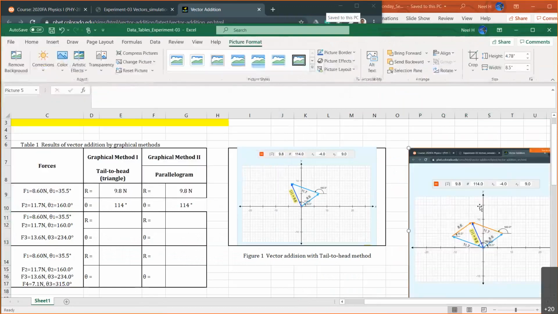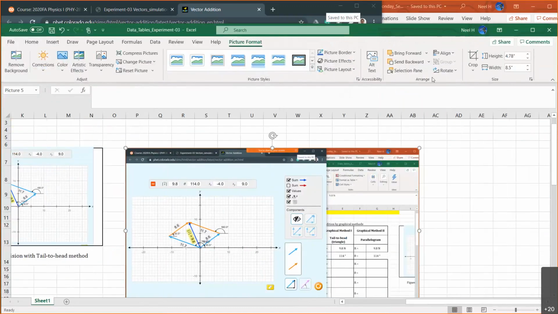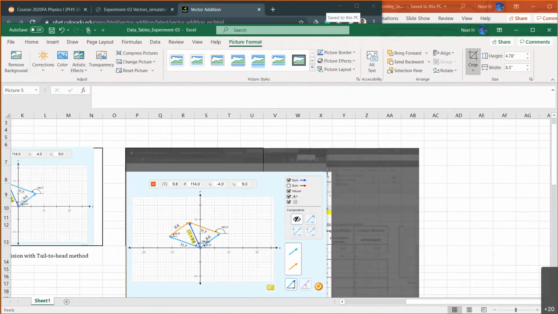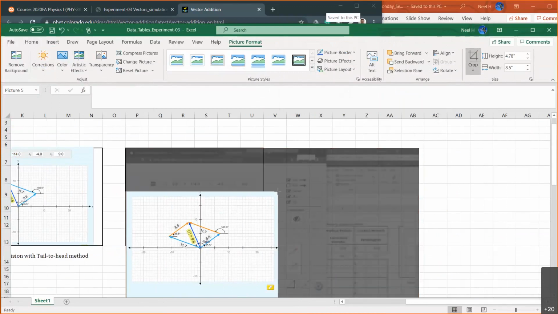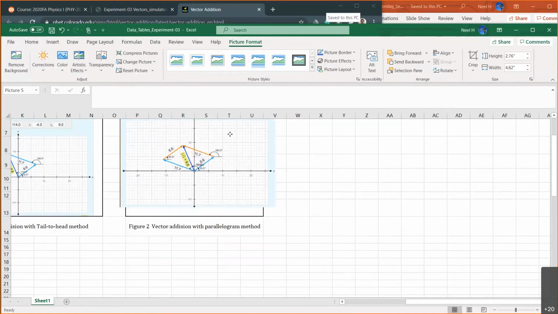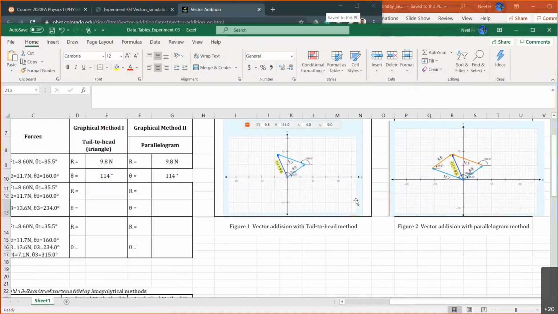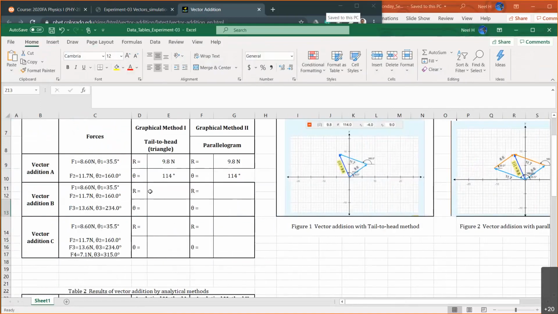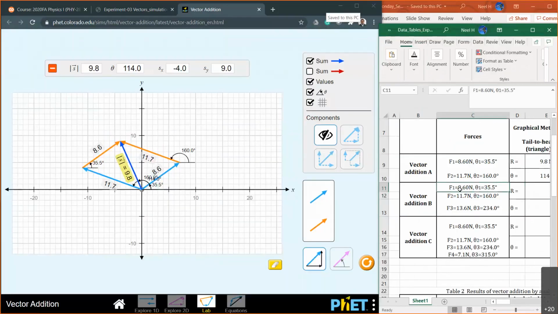Screenshot the parallelogram, and then you have to crop out the information which we don't need. Just need the graph sheet only, okay, not anything else. Right, so that is our second diagram with the addition of the parallelogram method. Now we can take a look at what we're going to do if we have more than 2 vectors. Okay, so that's case number 2 question. Any question?